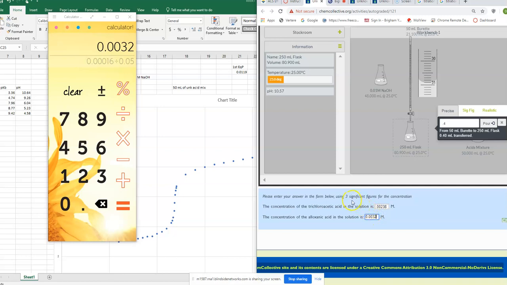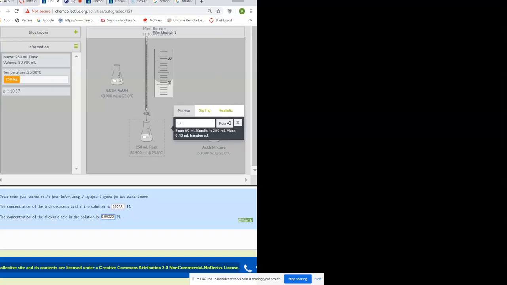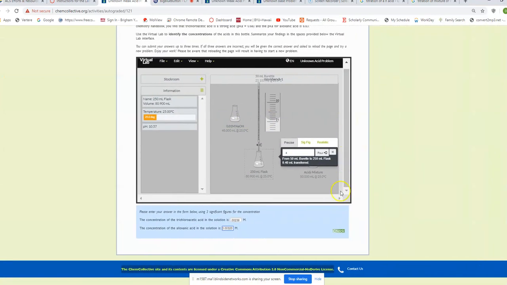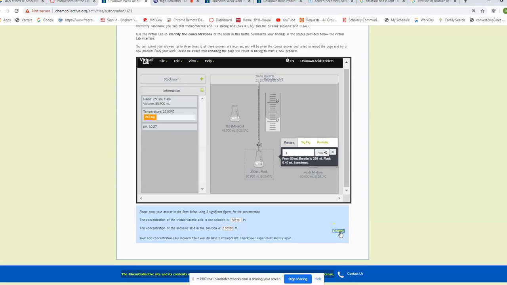For significant figures, do the zeros after the decimal count as significant figures? No, not before the value, but after a value they do. So I should add one more 0 in there just in case they try to get me for significant figures. Well, let's check, see if we got it. Oh, we didn't get it. 0.00238 and 0.0032.